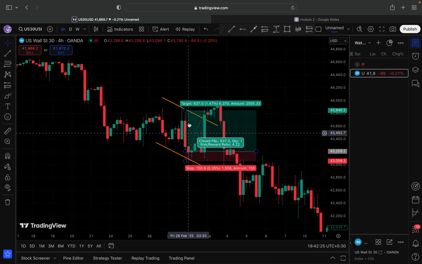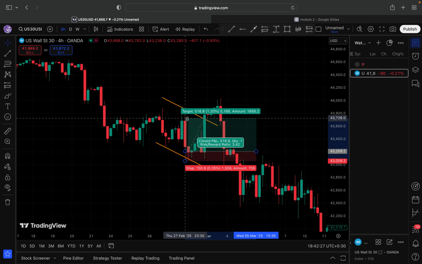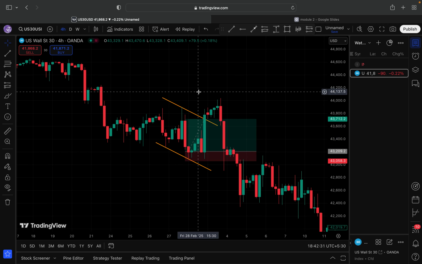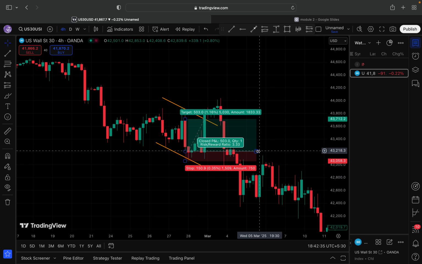This is a clear one. This is going to be a take profit. The point where it touches your trend line, you're out. That's the double bottom for you.